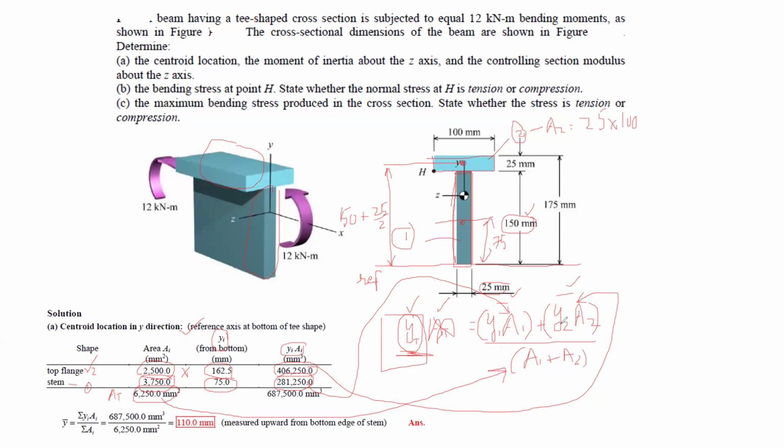The sum of the individual areas times their centroids, divided by the total area, should give me the total centroid. When I plug in all the values, I am able to get 110 mm, which means the overall centroid for this structure will be at 110 from the reference level. So this is 110 from the reference, and this is the overall centroid, the complete centroid, the total centroid.